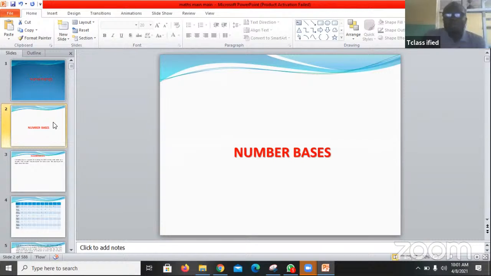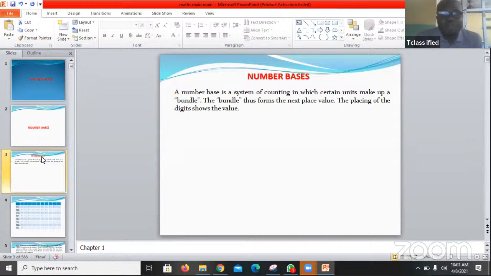But in this class, we are going to look at other ways of counting apart from the binary and the denary. Remember, I told you binary is only zeros and one, whereas denary is 1 to 9. That automatically includes 10 because 1 is there, 0 is there. So that's how you get 10. Okay, so let's move forward. Number bases is a system of counting in which certain units make up a bundle, and the bundle thus forms the next place value.